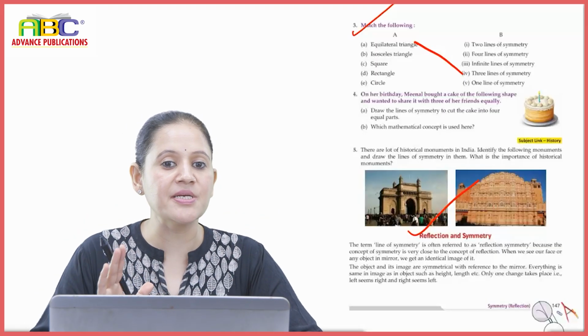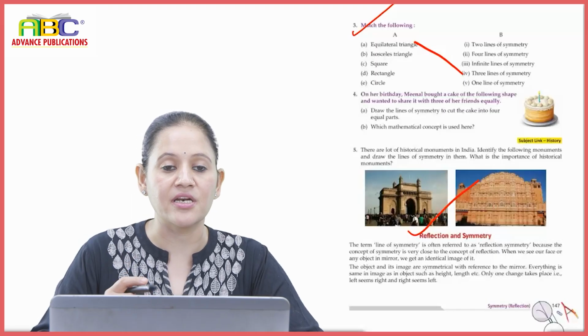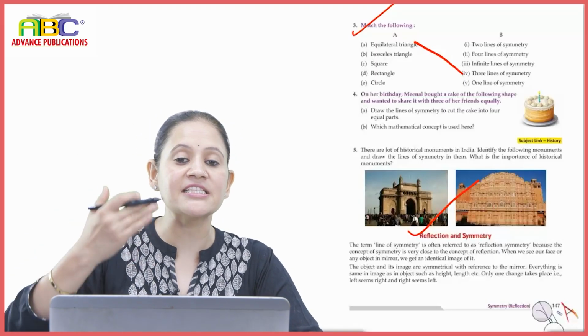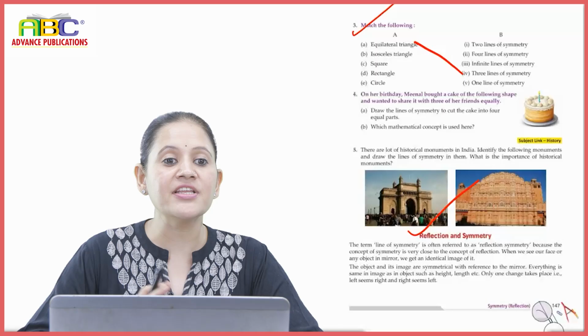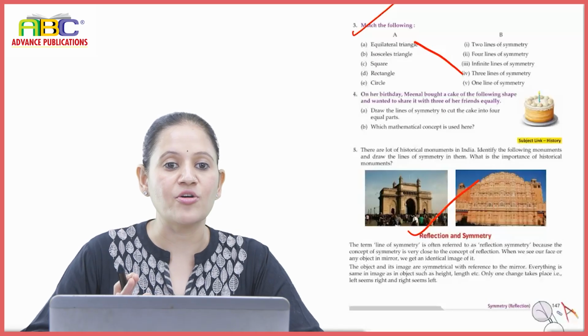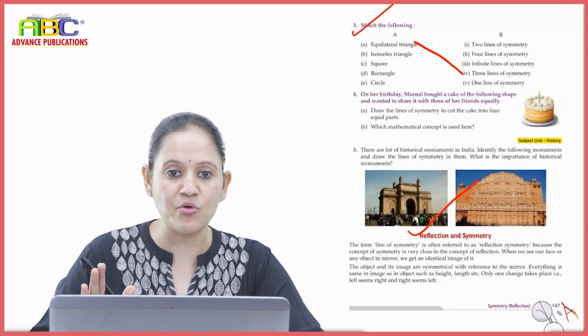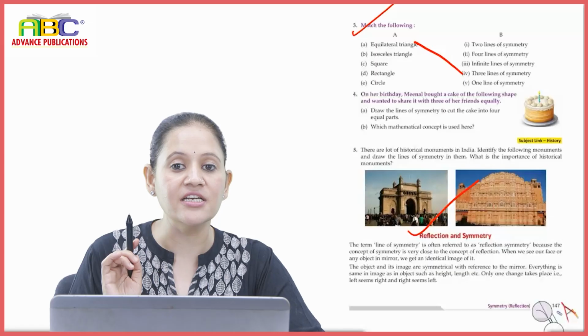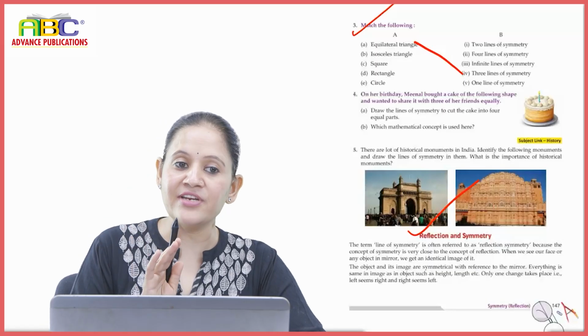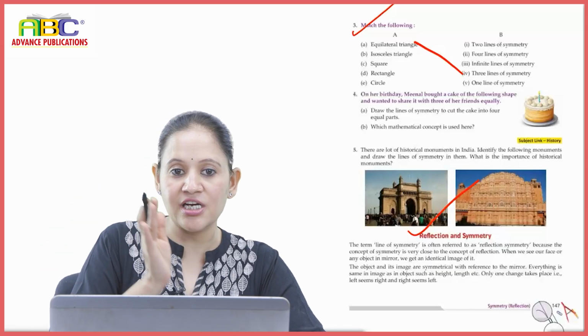The object and its image are symmetrical with reference to the mirror. Here the mirror is acting as a line of symmetry. Everything is the same in the image as in the object, such as height, length, everything will be the same. Only one change takes place. What is left will appear as right, and what does right become? Left.